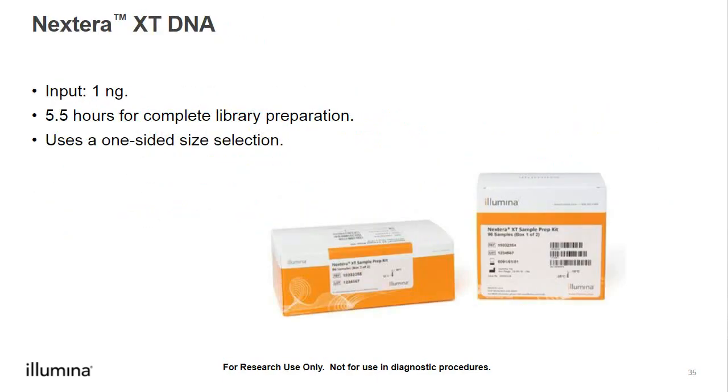The second option that we have for shotgun metagenomics library preparation is the Nextera XT DNA library preparation kit. We use 1 nanogram of input DNA, and this workflow can be completed in about 5.5 hours. Nextera XT uses a one-sided size selection, which removes unwanted small fragments prior to sequencing.